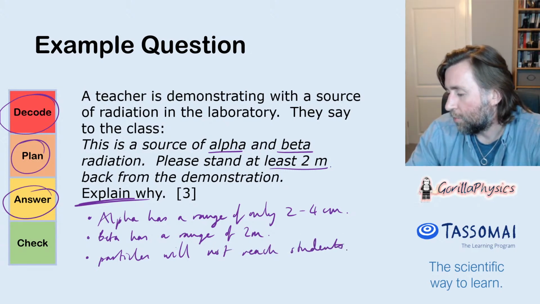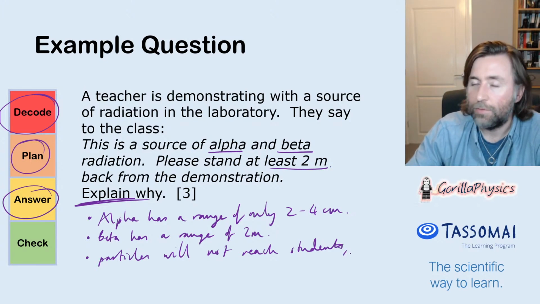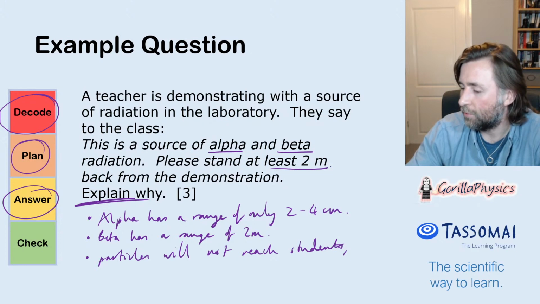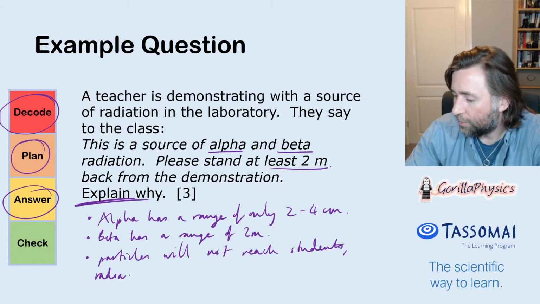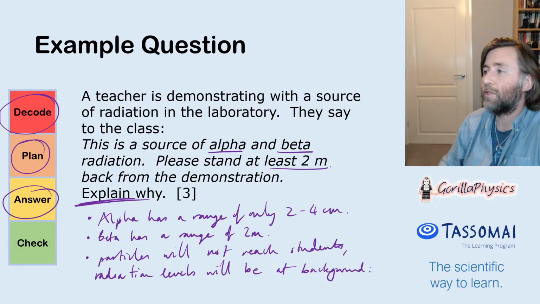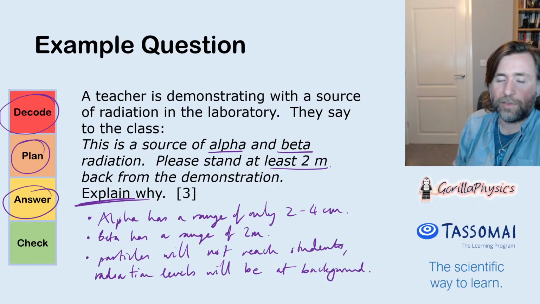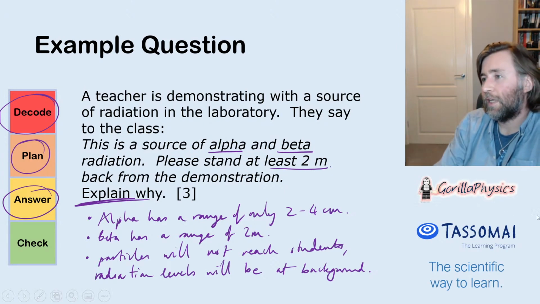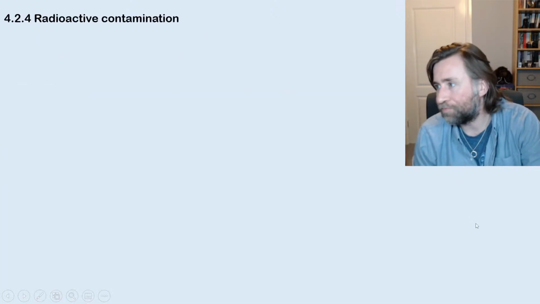But importantly for this one, what we'd really like to read is that the radiation levels will be back to basically background levels, background radiation levels. Okay, and background level is a really important thing to think about when you're talking about safety, because even that person doing that demonstration will only have a small increase in their daily radiation dose.